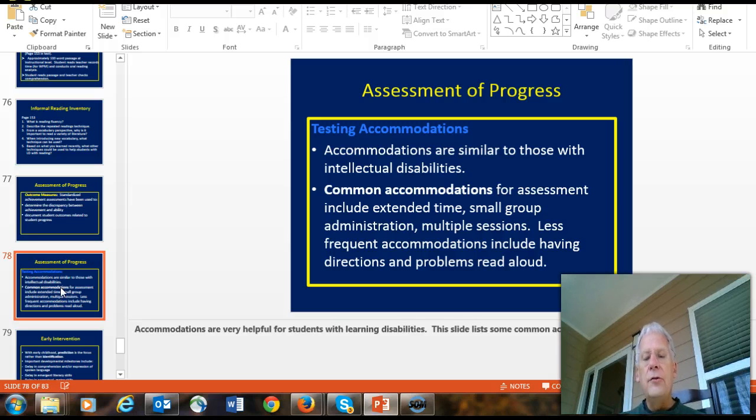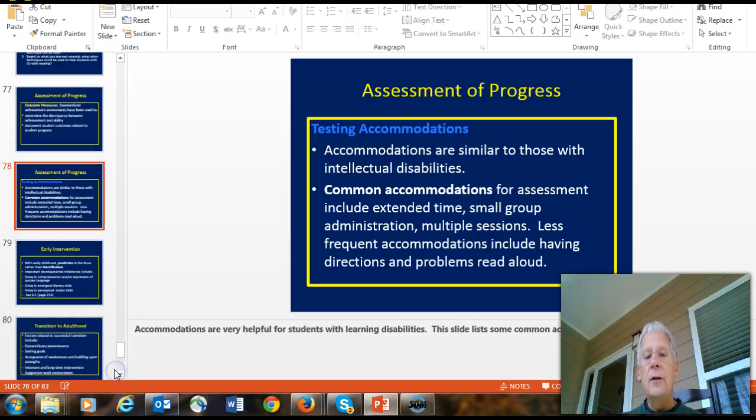Now, those type of accommodations would be for students that really have very severe disabilities, and you would have to obtain permission from the state. If, for example, you were doing an achievement test, a CRCT type of test for students with disabilities, you'd have to have permission in order to have those type of accommodations, that is, having directions and problems read aloud. But they can be written into the IEP, and they can be utilized with permission.